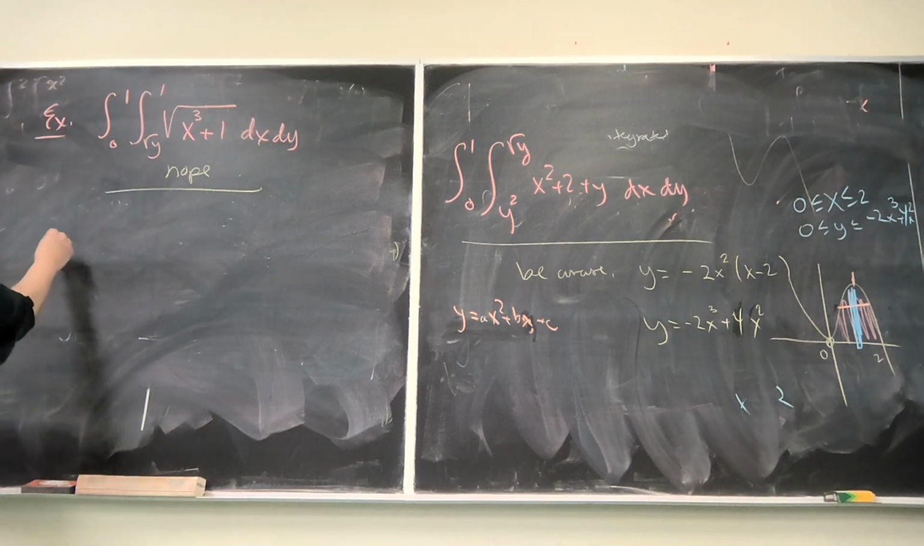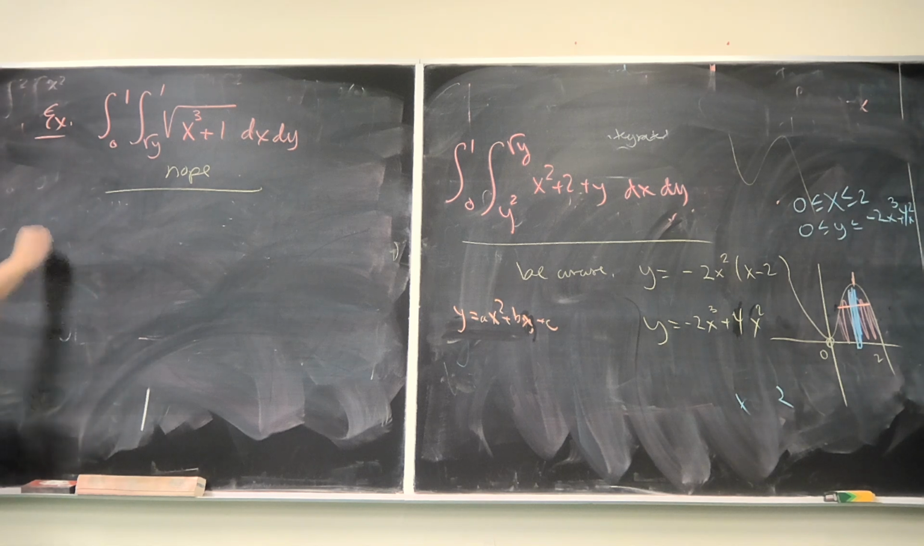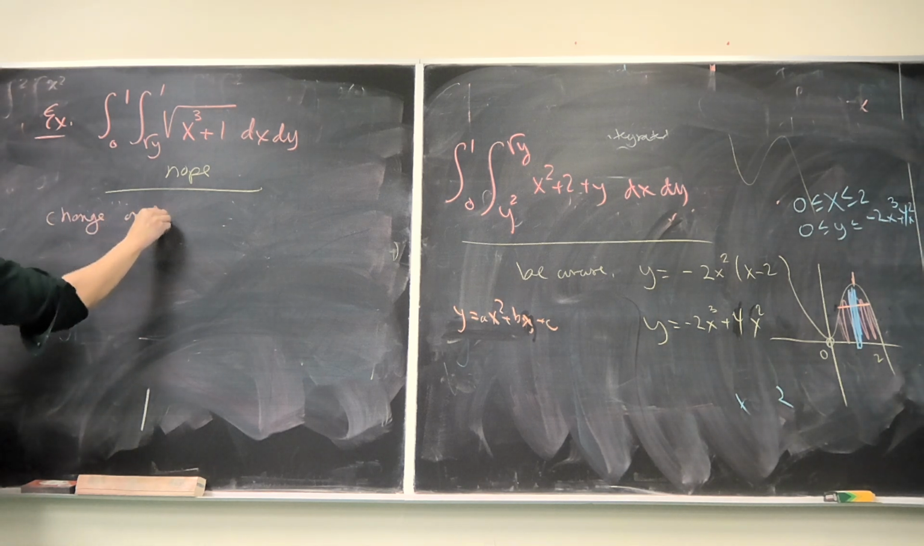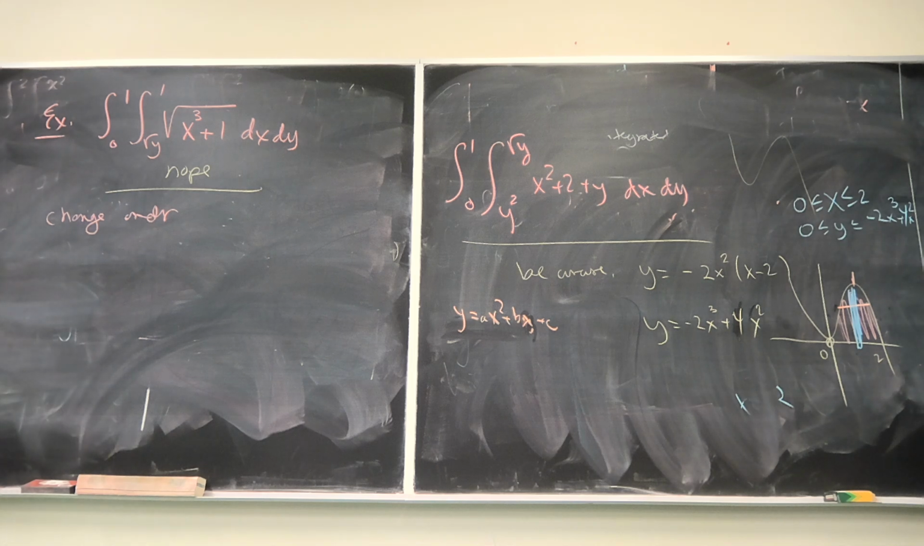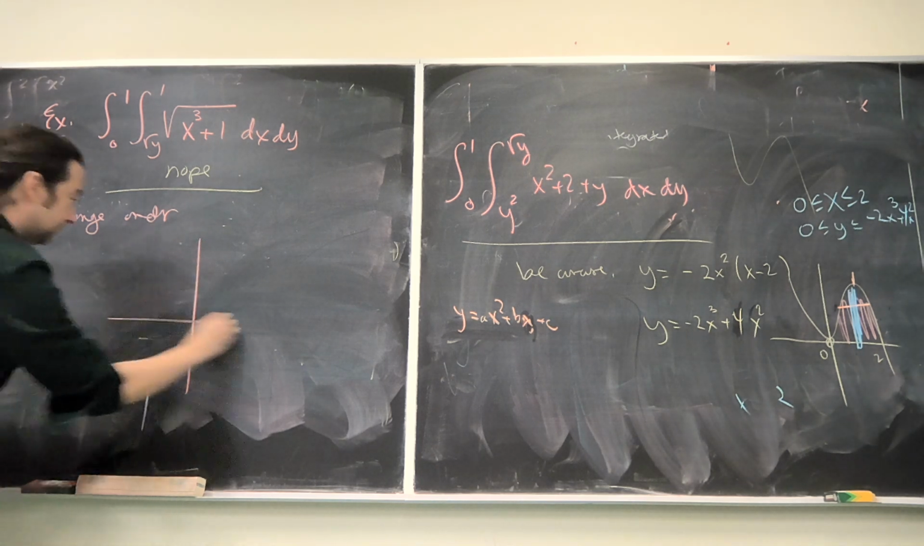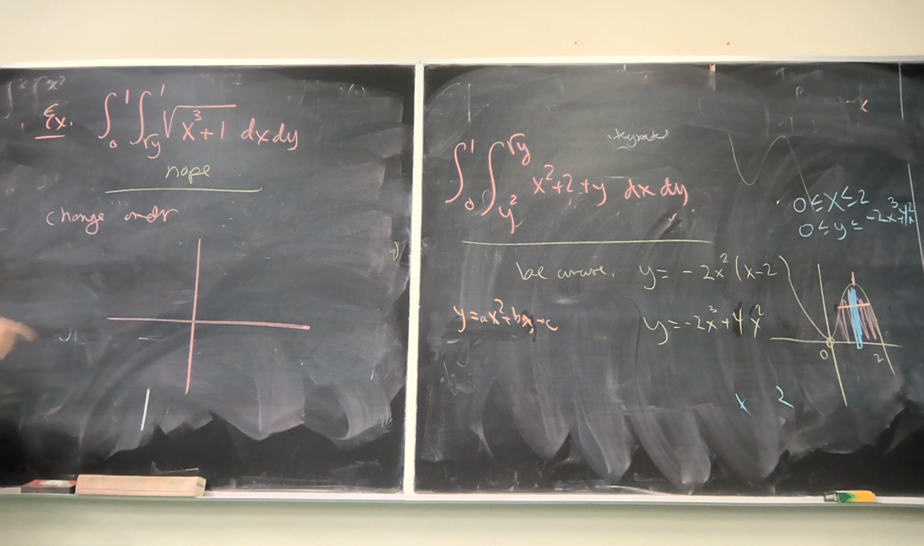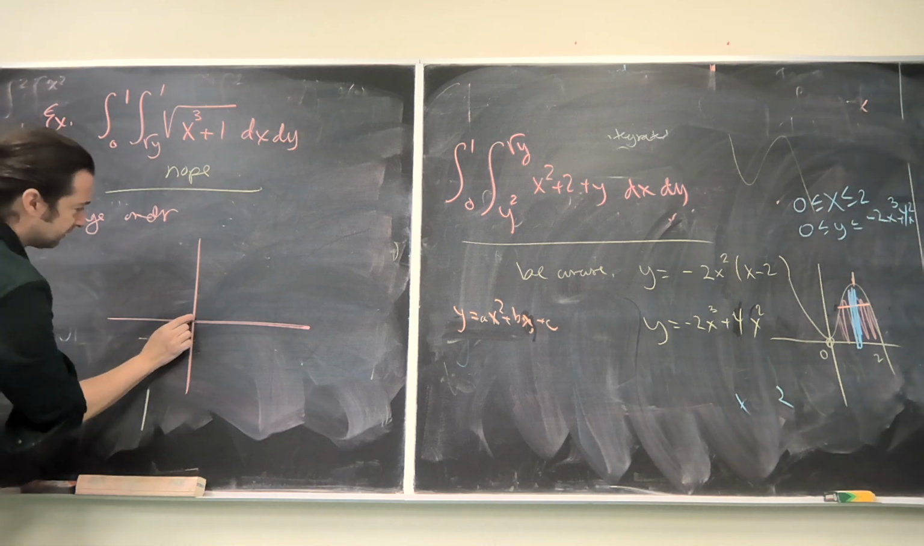So do this by changing the order of integration. So how do we do that? So we're going to change order. This is the process by which we write down the region we're interested in. Okay, so x is root y, looks like this.